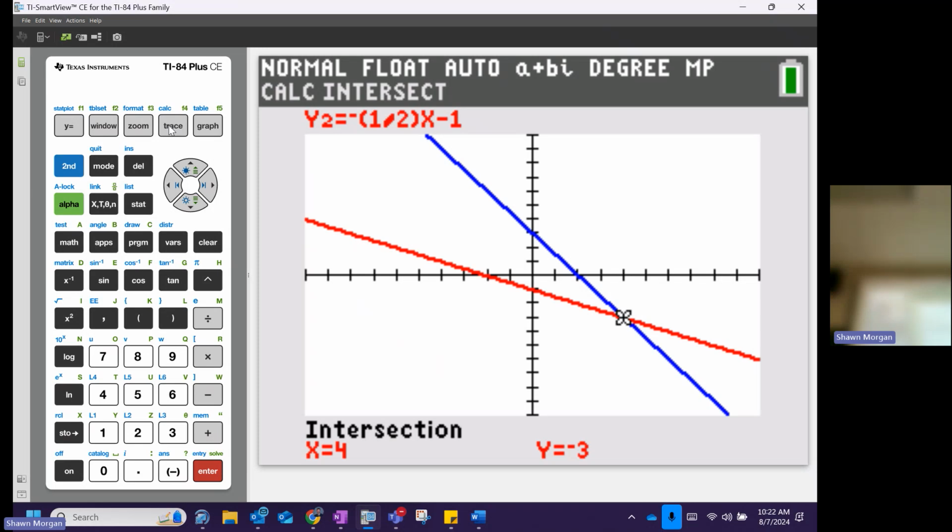Second trace, fifth option, number 5, or you can scroll down here.